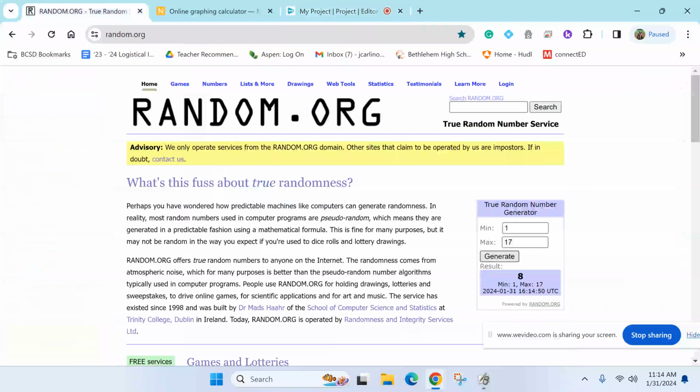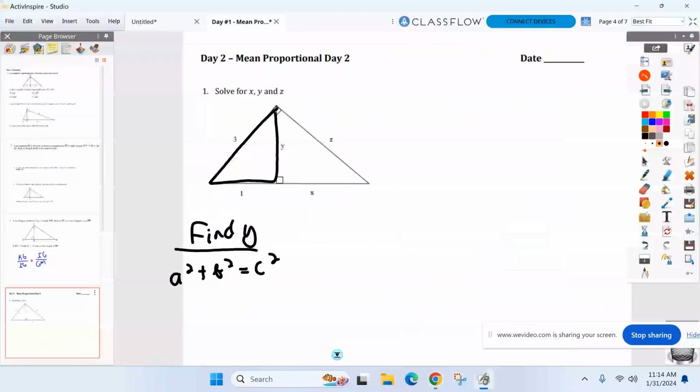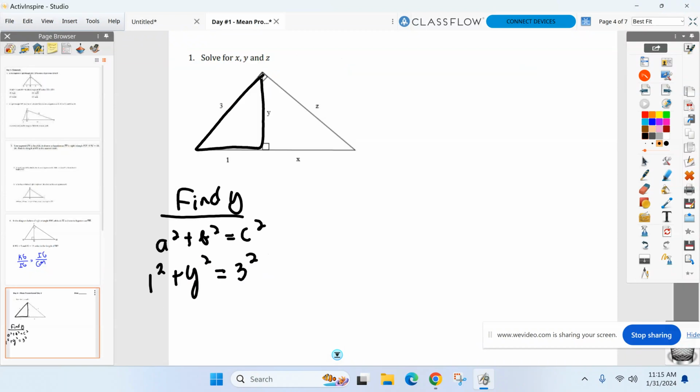All right, start us off better than I am, Josh. Go ahead. So, Pythagorean. I want to use Pythagorean theorem. Where do the 3, y, and 1 go in Pythagorean theorem? It's 1 squared plus y squared equals 3 squared. Yep. Good job. All right, so I get 1 plus y squared equals 9.